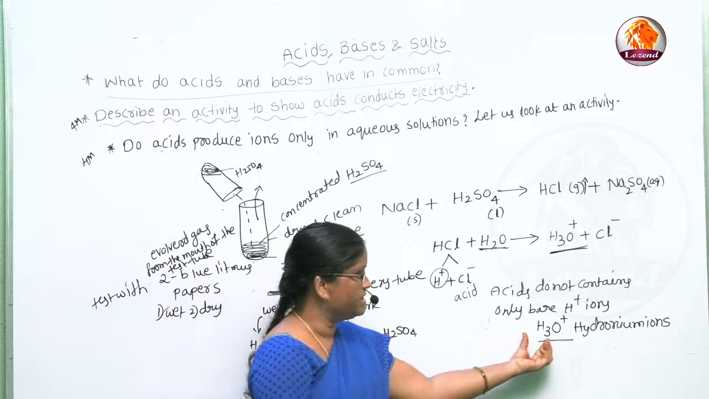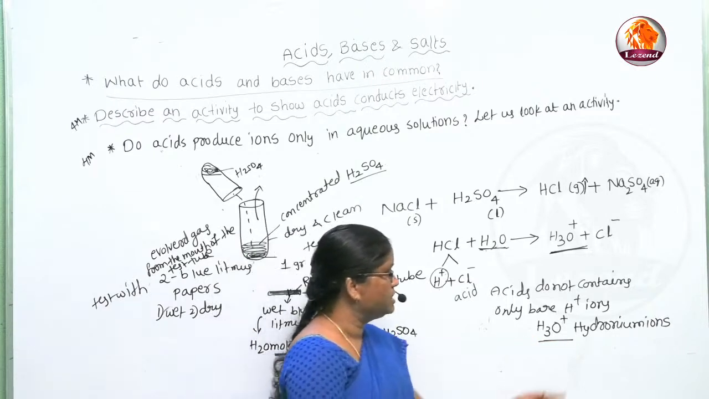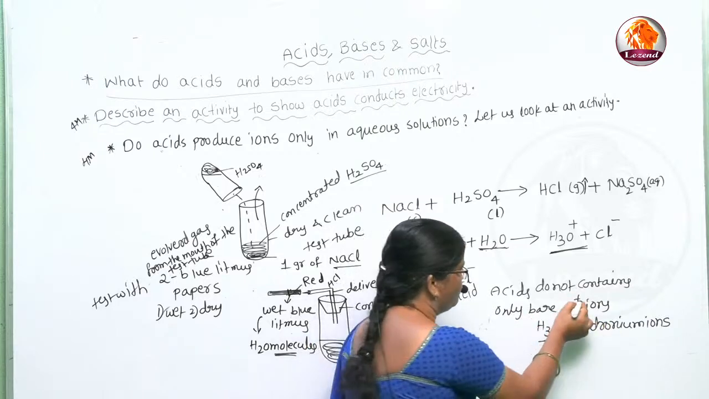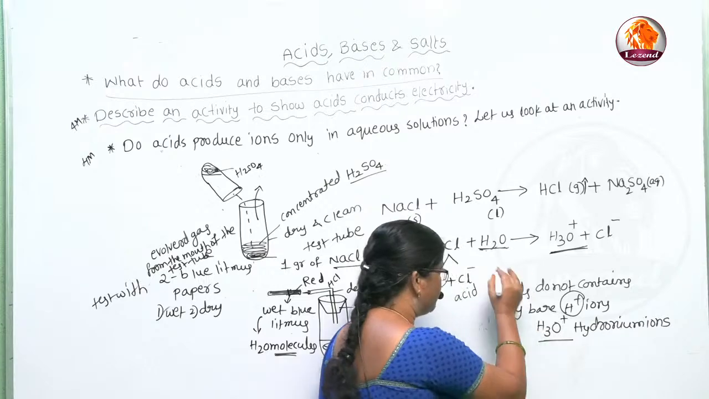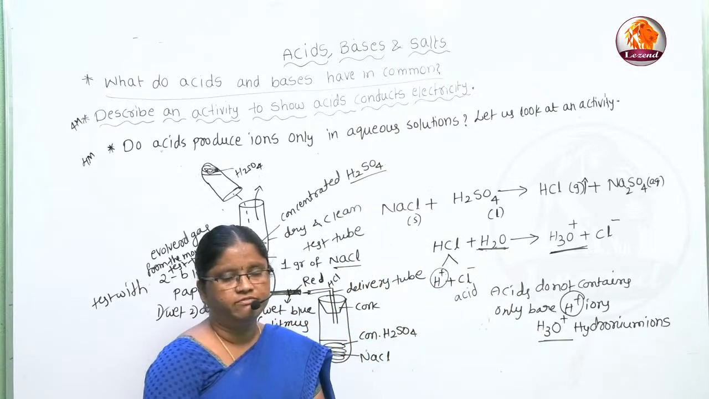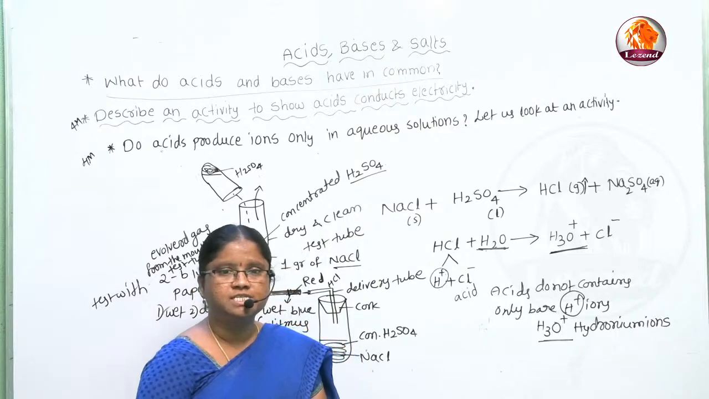Hydronium ions means H3O plus ions. Acids do not contain bare H plus ions. Bare means single H plus ions; they do not contain those. It combines with water molecules, and only then does the substance behave as an acid. When the acid contains H3O plus ions, only then does it show its acidic property.